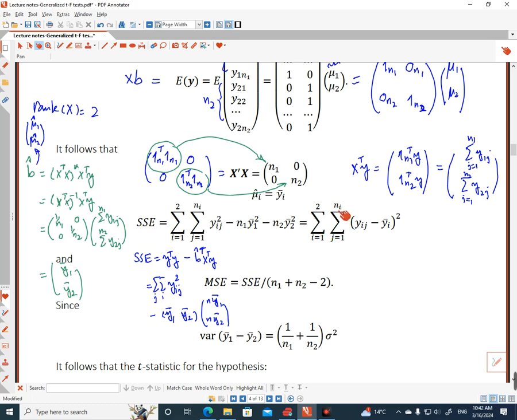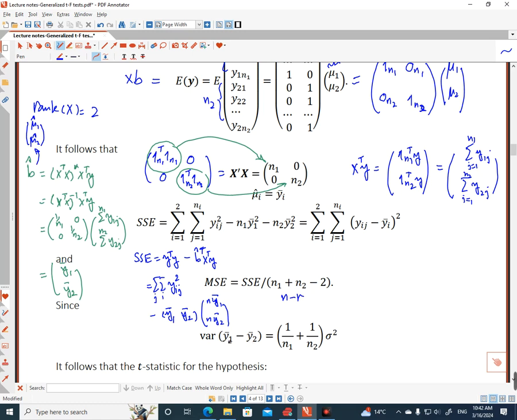Remember, here we have two independent samples. The first one has dimension n1, the second one has dimension n2. Next step, we need to compute MSE, which is given by this formula. Again, it is n minus the rank. The total sample is n1 plus n2, and the rank we already computed is equal to 2, so it's n minus 2.